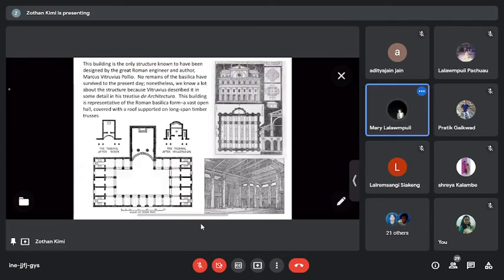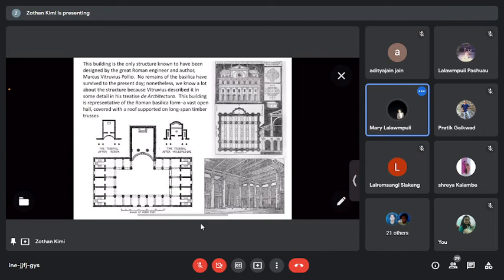So we can safely say that this is one of the first, the earliest architectural drawings, proper architectural drawings that we can see that is being recorded. This is named as Basilica di Fano, which is designed by Marcus Vitruvius Pollio.